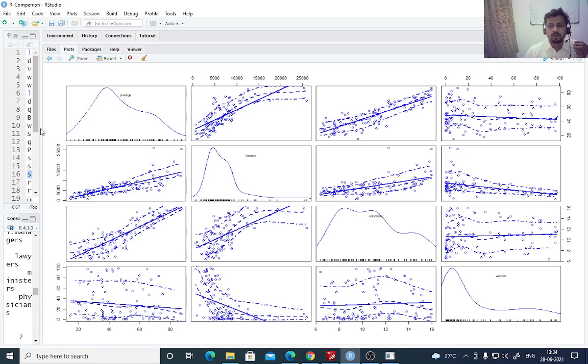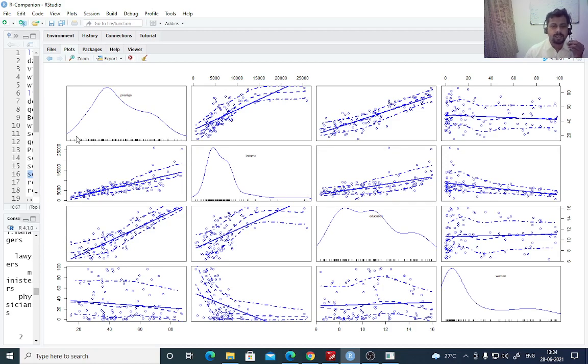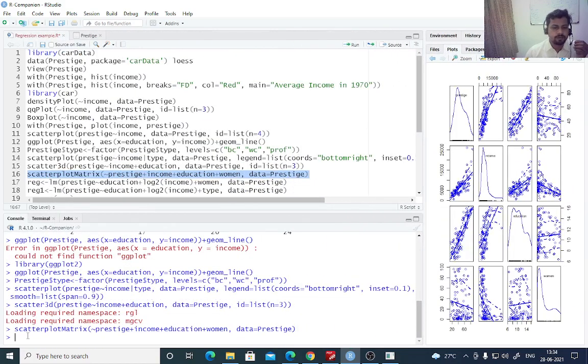So this is your pairwise correlation graph, and you can see that this rug plot is the one-dimensional display of the data for prestige. Again, you can see the income data, your education data, your proportion of women data. So this is how you actually understand this graph.